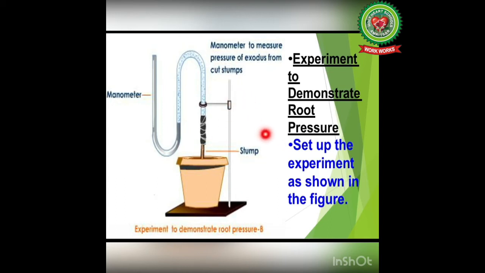Now, water will start coming out of the cut end of the stem and start rising in the glass tubing. The rising water will raise the mercury level in the connected manometer. This means that the rise of water in the connected tube is due to the root pressure. The rising water raised the mercury level in the manometer.